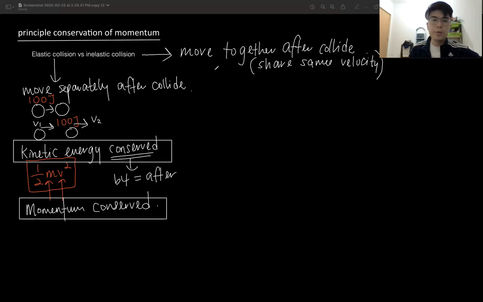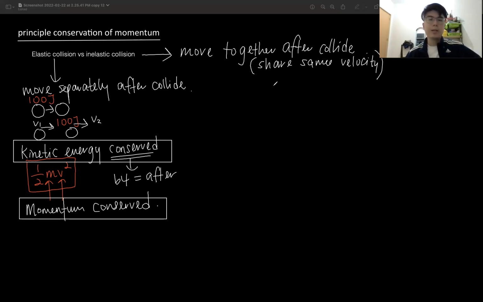For example, what are the objects that are considered inelastic collision? Like a car crash. One car crashes into another car, and they stick together for a certain duration of time. Maybe after that, they bounce off. But right after the hit, it got crushed and then they stick together, and they slide over a distance. Car crash is an inelastic collision.